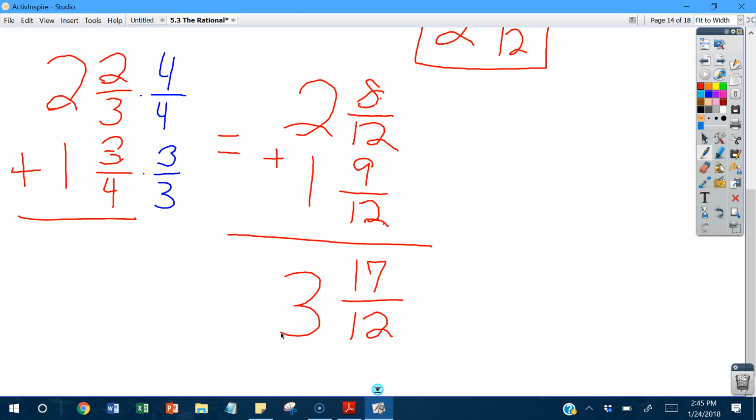Now, I would be done, except I'm working in mixed numbers. So since I have a mixed number, I don't want to leave this improper fraction part here. So I can do what we usually do in addition when we end up with a whole bunch of stuff in one column that can really be transferred over.